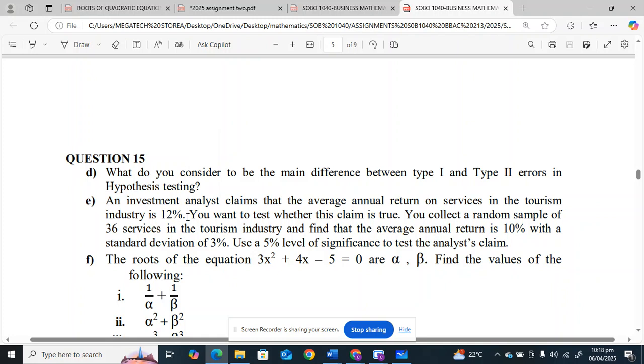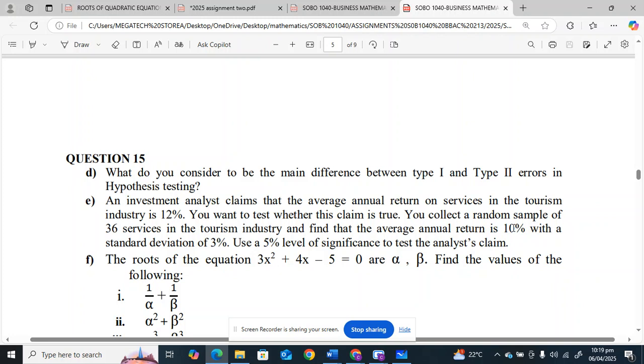So what has happened is we've taken a random sample of 36 businesses in the tourism sector and we found the annual return is 10%. We want to see if this claim that if you invest in the tourism sector, your return is 12%, holds true. Because right now we've just got a sample. This 12% is for the population. This 10% is for the sample.